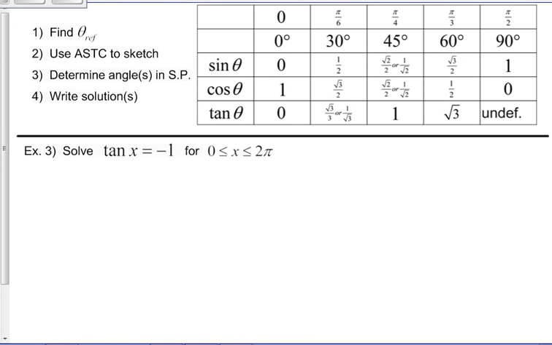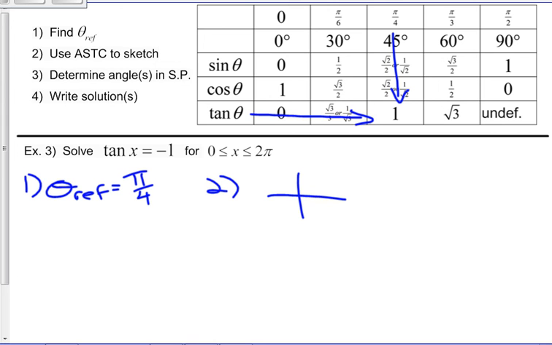Let's do another one. Tan x is negative 1. And hopefully at this point you're getting the idea that it's always the same business. Find the reference angle. Tan is 1 right here at pi over 4. Think about what quadrant. Tan is negative. Where is it negative? It's negative here and here. It's positive in the other two.